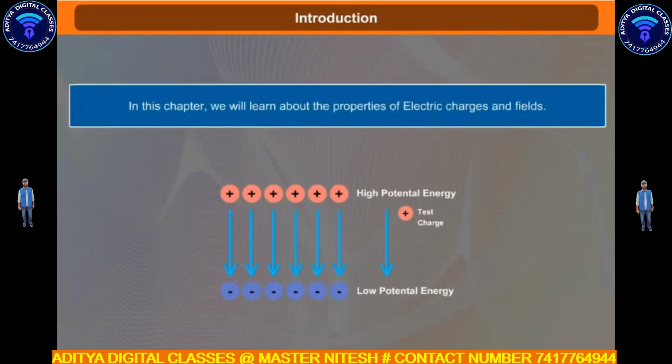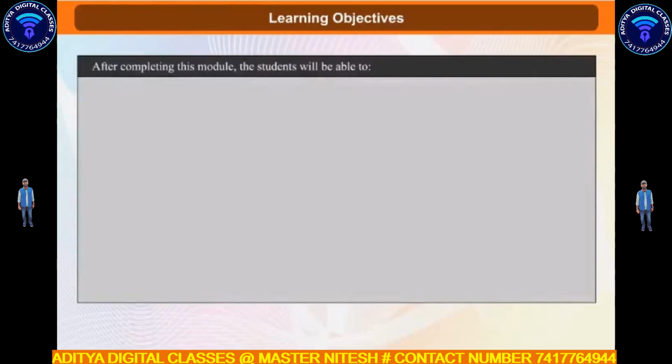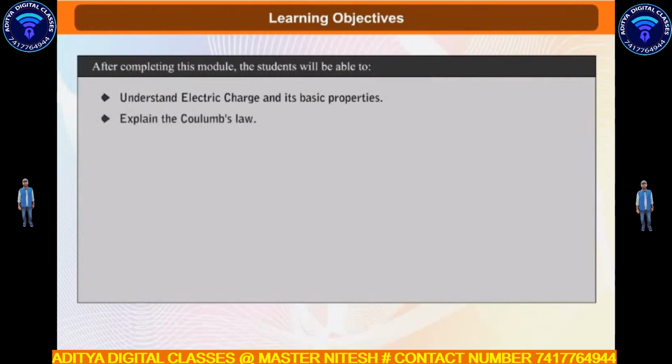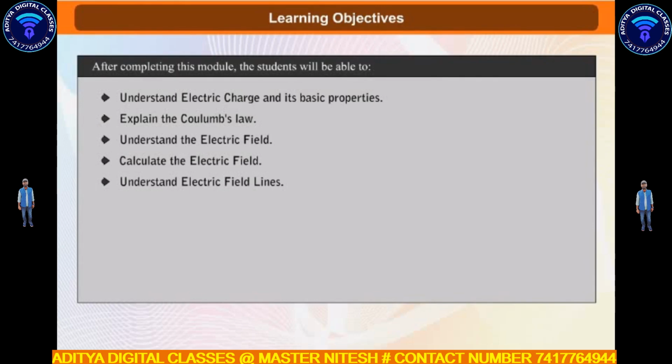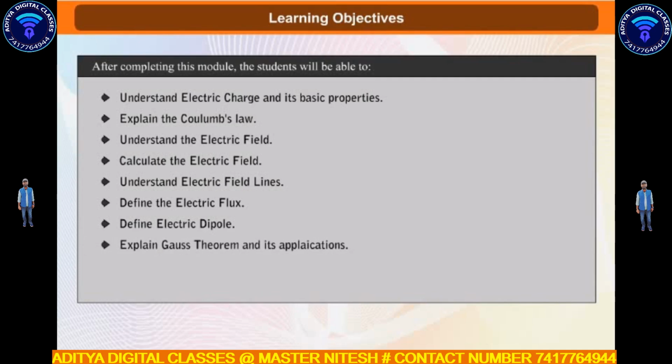In this chapter, we will learn about the properties of electric charges and fields. After completing this module, the students will be able to understand electric charge and its basic properties, explain Coulomb's law, understand the electric field, calculate the electric field, understand electric field lines, define the electric flux, define electric dipole, explain Gauss theorem and its applications.